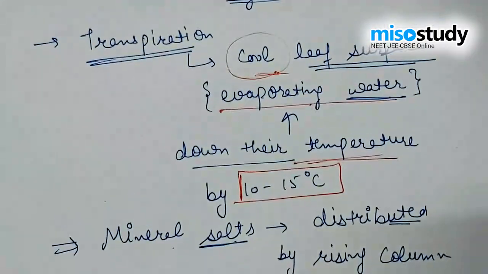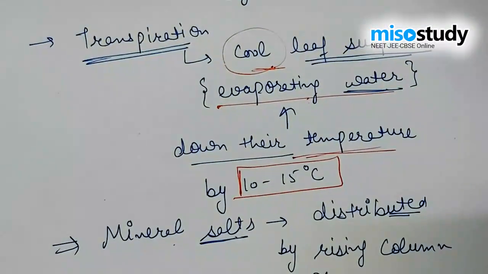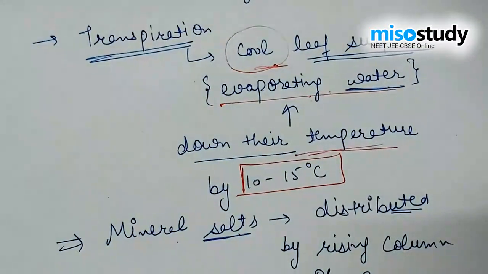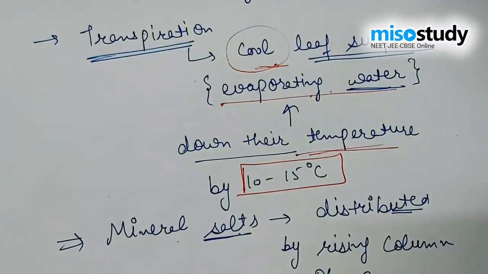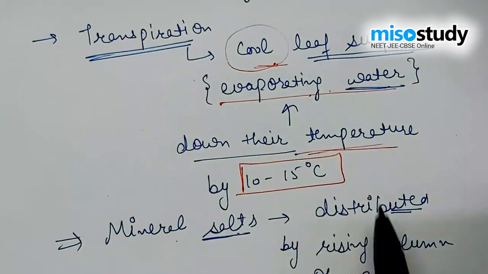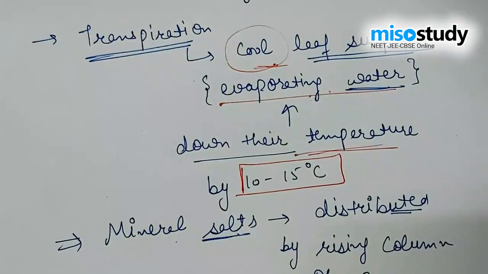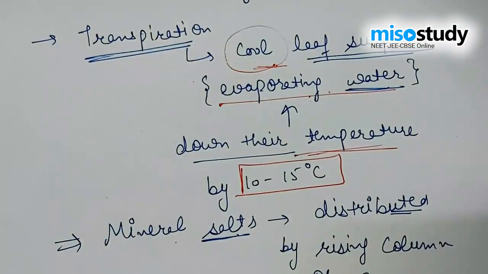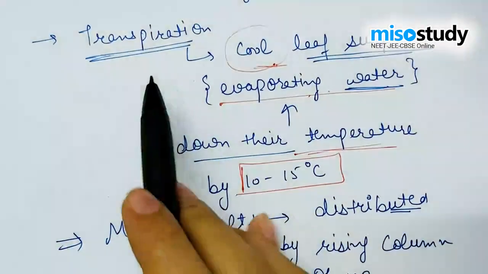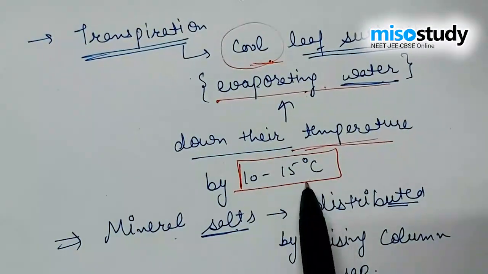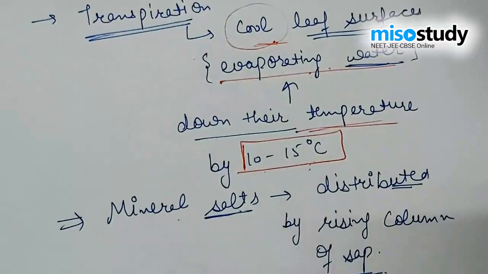So this is all the discussion about transpiration. From all the discussion we got to know that transpiration is a process of evaporation of water from the exposed parts of the plant. Because of that they face an increase in their temperature, and by transpiration only they cool the leaf surface and bring down their temperature by 10 to 15 degrees Celsius.